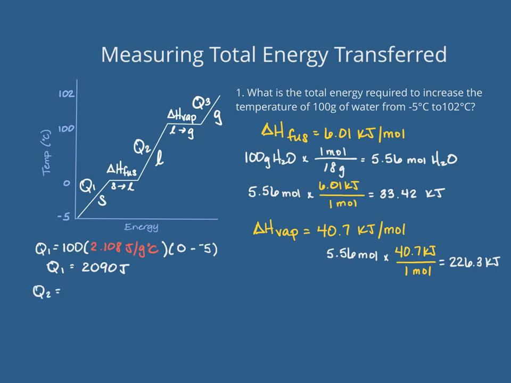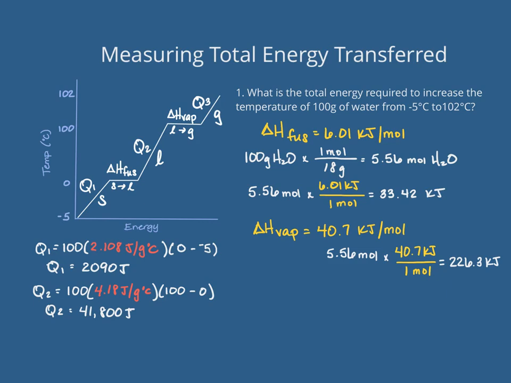So now I can do the same thing for my Q2. So for that, my mass is still 100 grams, and my specific heat, since I have liquid water this time, my specific heat now is 4.18 joules per gram degree Celsius. And my delta T is my final minus initial for this one piece only. So for this piece, my final temperature is 100 degrees Celsius, but my initial temperature was 0 degrees Celsius. So 100 minus 0, and my delta T is going to be 100. So 100 times 4.18 times 100, and I get 41,800 joules for my Q2 when I'm in my liquid phase.